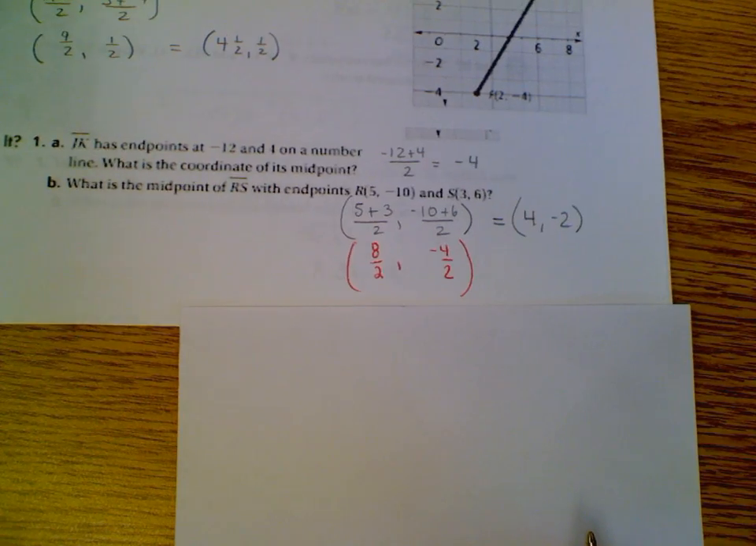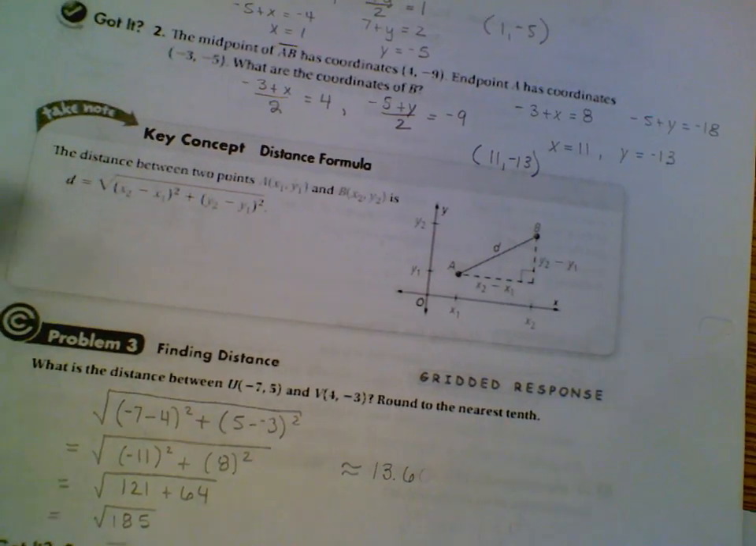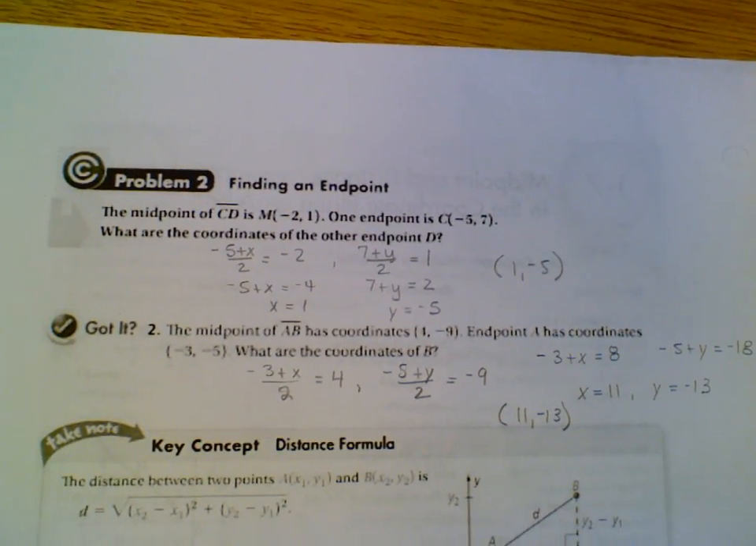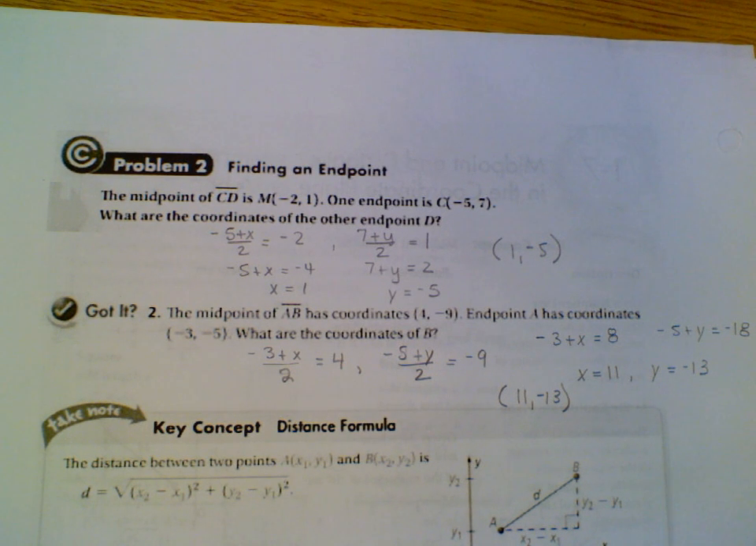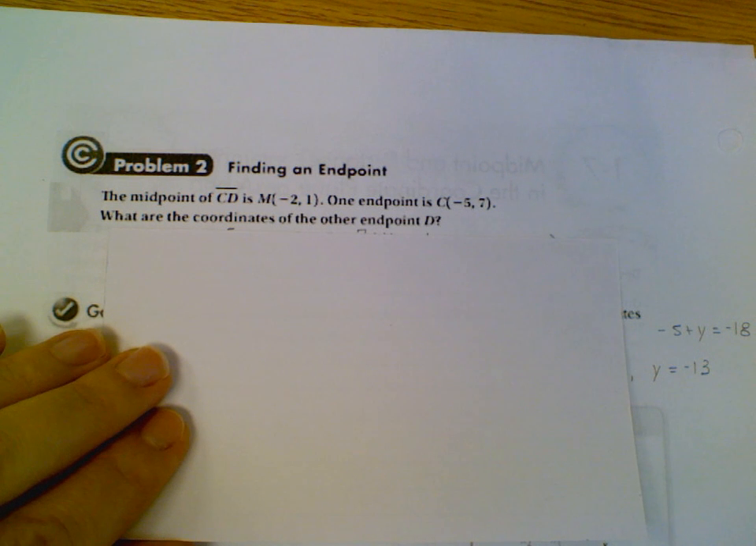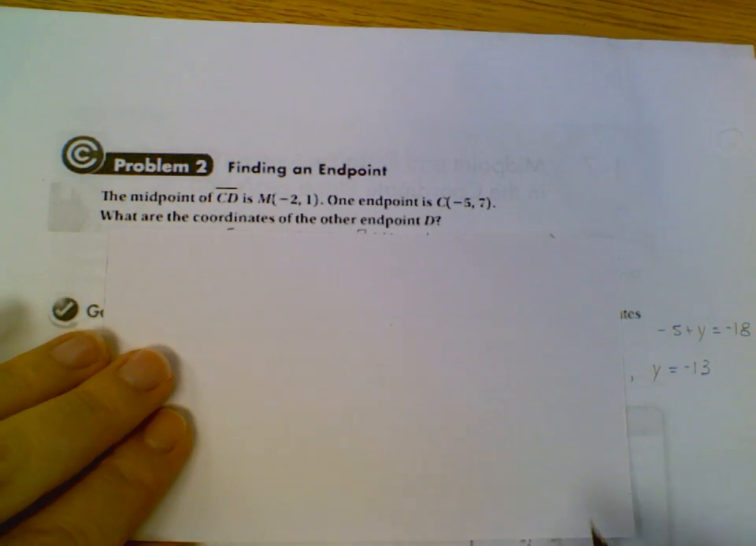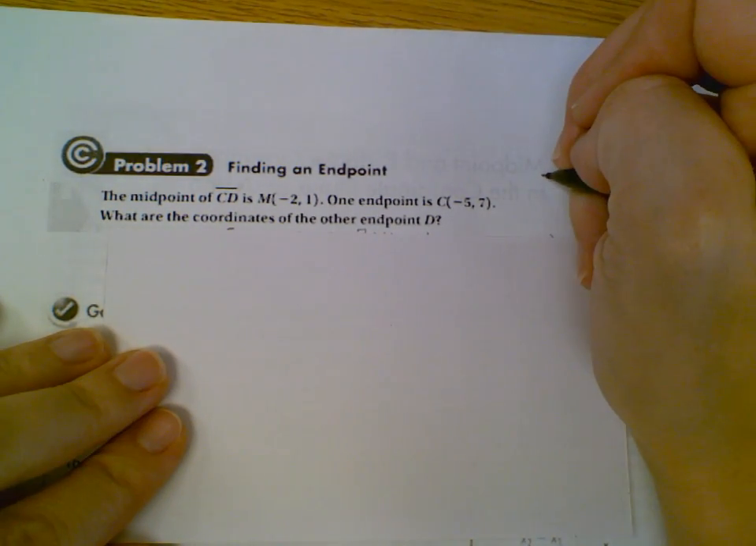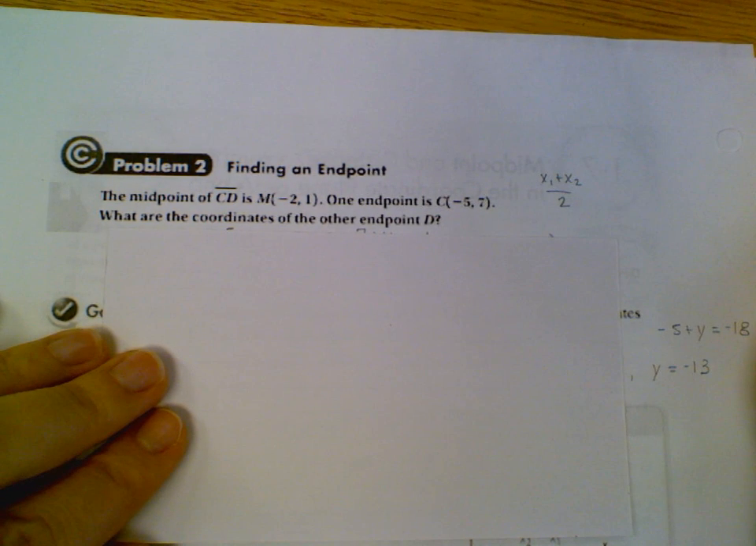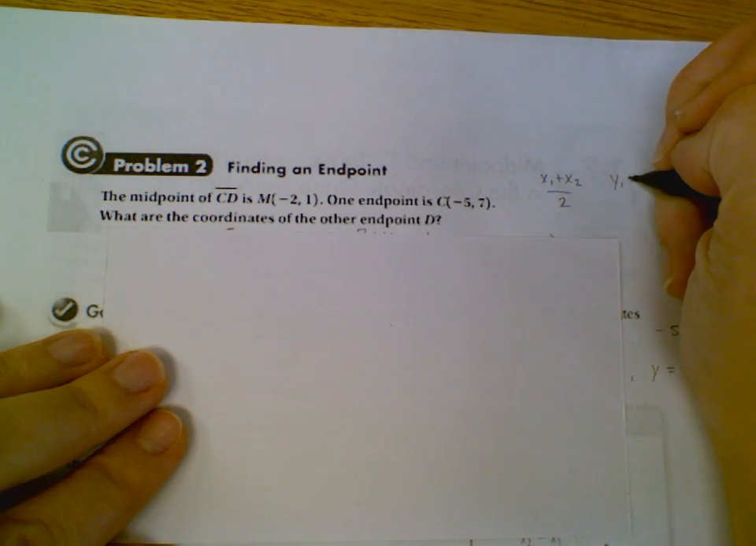Alright, midpoint's pretty easy, just finding the average. Now, we're going to apply that to find a missing endpoint. So here, problem number 2, says the midpoint is at (-2, 1), and one endpoint is at (-5, 7). What are the coordinates of the other endpoint? So we are going to be using the midpoint formula in order to find that endpoint. So remember, I'm adding my x's and dividing by 2, and I'm adding my y's and dividing by 2.